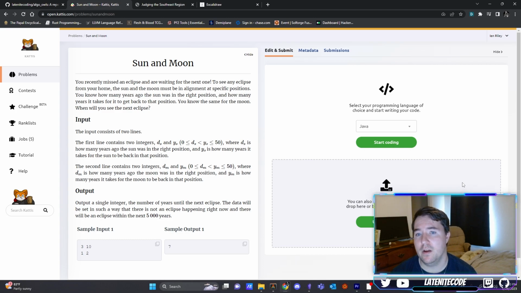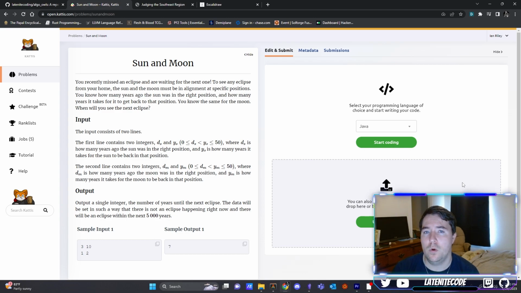This is actually a fairly straightforward problem once we get the right mental model of it, because we can start with time 0 and just keep moving ahead in time and ask ourselves if we currently have an eclipse. The number of time points is only 5,000, so that's really easy for us to crank through.